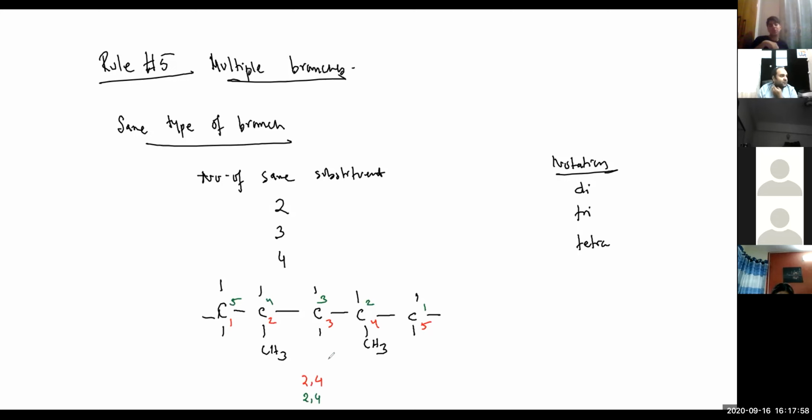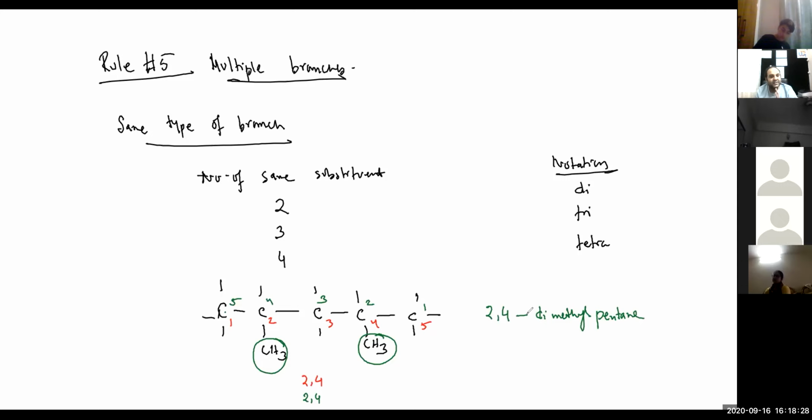Tale etar naam ki hobe? Etar naam hobe, you have this. You have methyl group and methyl group. Both your branches are the same thing. So etar naam hobe 2,4-dimethyl. What is your word root? Pentane. 1 2 3 4 5. Pentane.